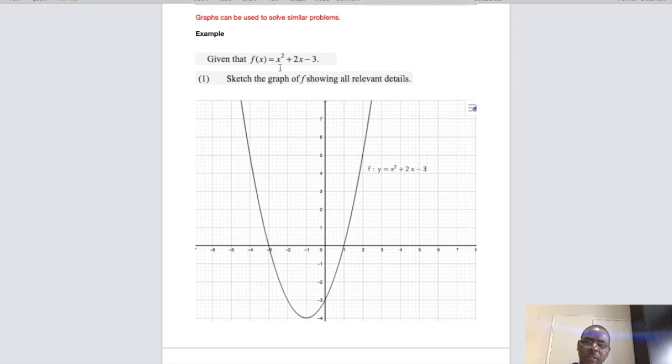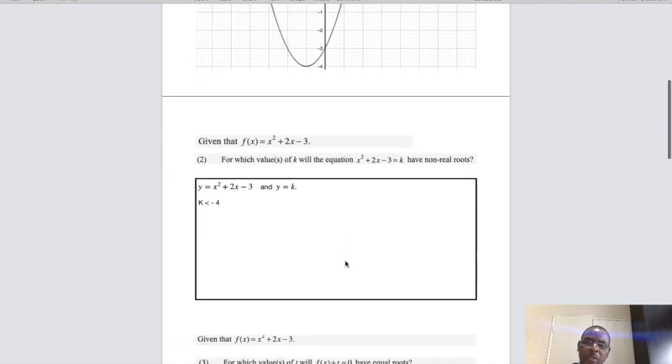The function of x is given there. It is equal to x squared plus 2x minus 3, and we are required to sketch the graph. Sketching the graph is okay, you can do that. Make sure that you do get your turning points and your intercepts and draw the graph, given that function.